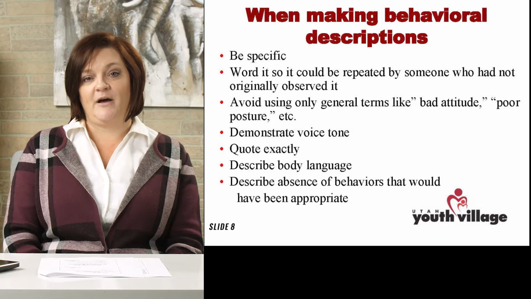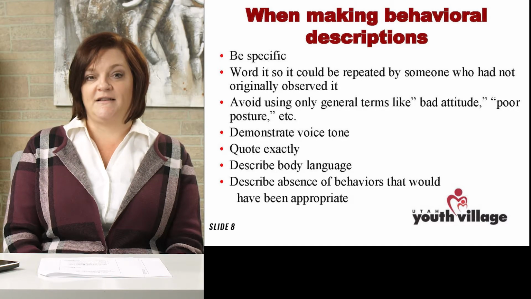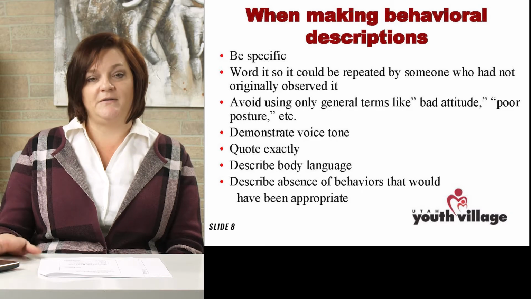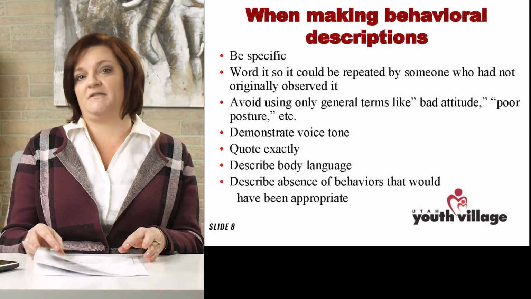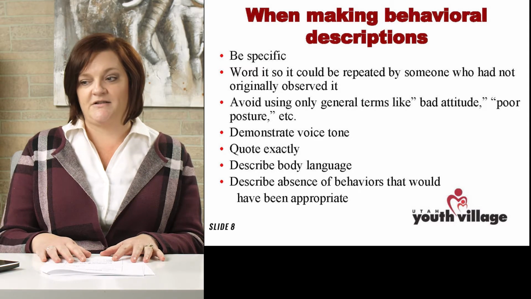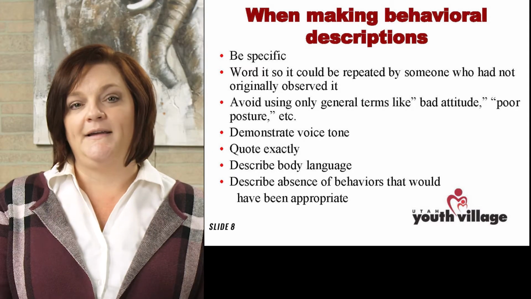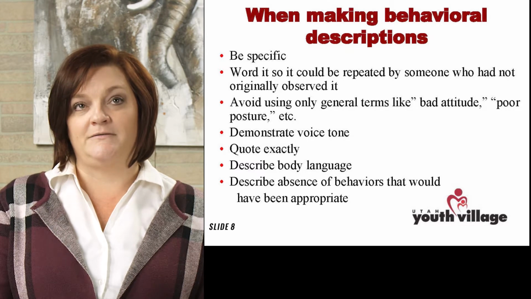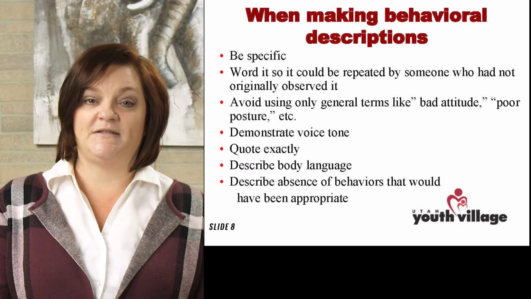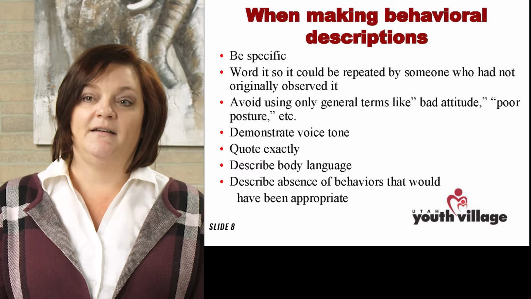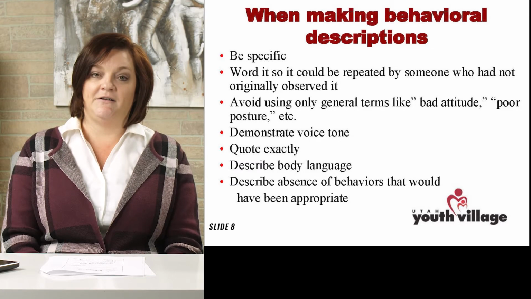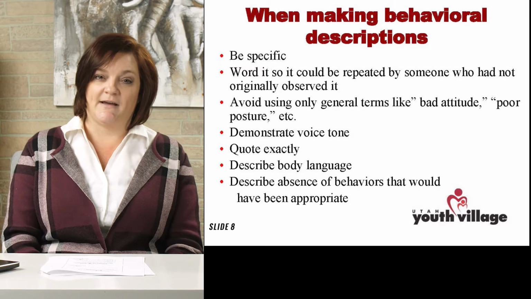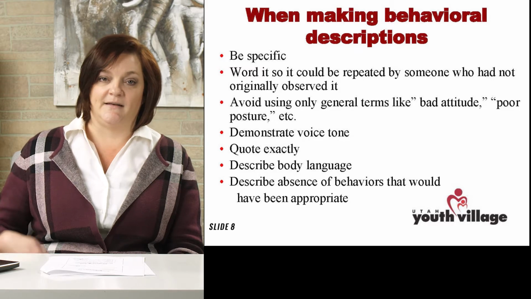Also, describe their body language in the things that you're observing. For example, if a youth is tapping their hand on a table or if they're shuffling papers, you can describe those things that the child is involved in. Also, if they are using a really loud voice tone, you can say that you would like them to use a quieter voice tone, and then you can demonstrate that for them so that they will be more successful in imitating what you're asking them to do.